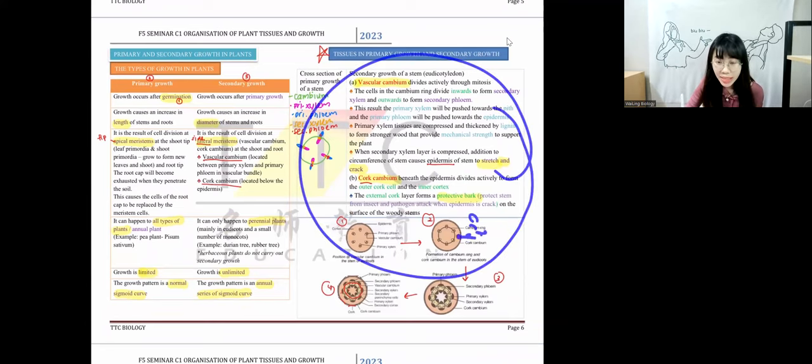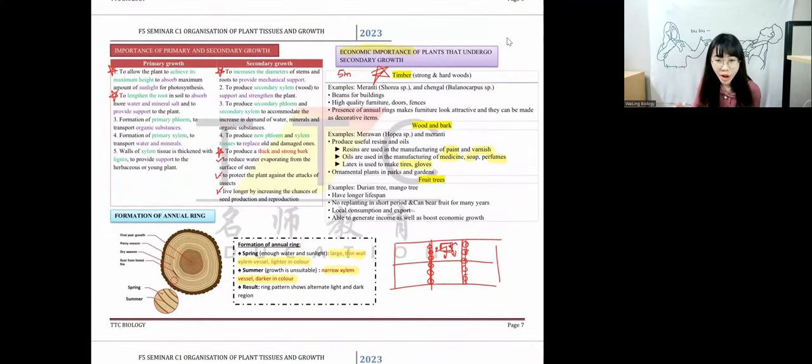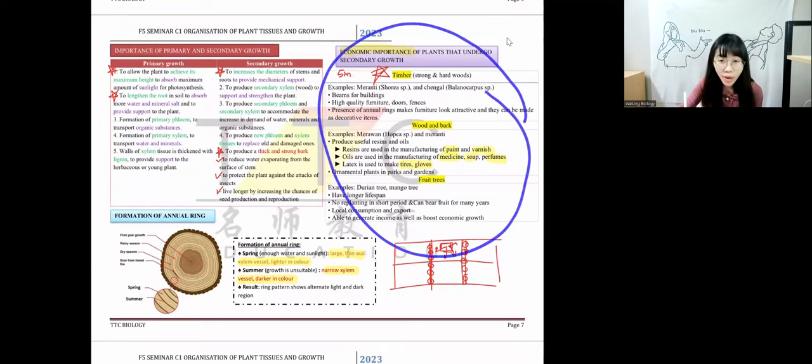And then page six, the most important part is actually how do you form the secondary growth? This is one of the commonly asked AC questions. Not only AC, also structure, lah, guys. You also have to know. Remember everything here is related to vascular cambium and cork cambium. Okay, and then for page seven, you have to know about the importance of secondary growth towards economy, towards humans.